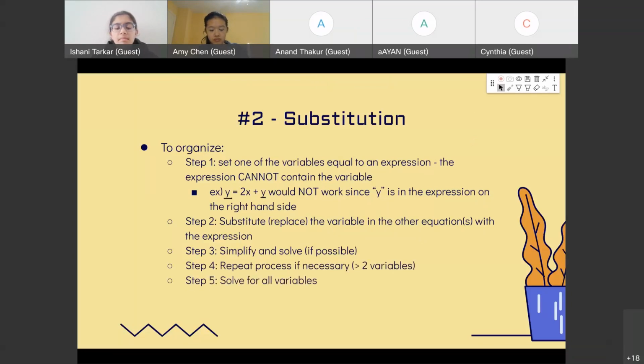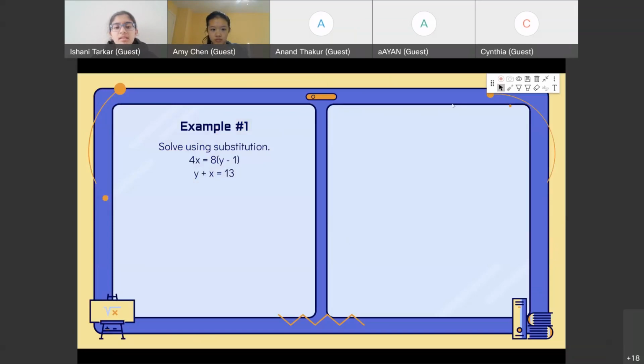So example 1. Solve using substitution. 4x is equal to 8 times y minus 1, and y plus x is equal to 13. And put your answer in the chat.